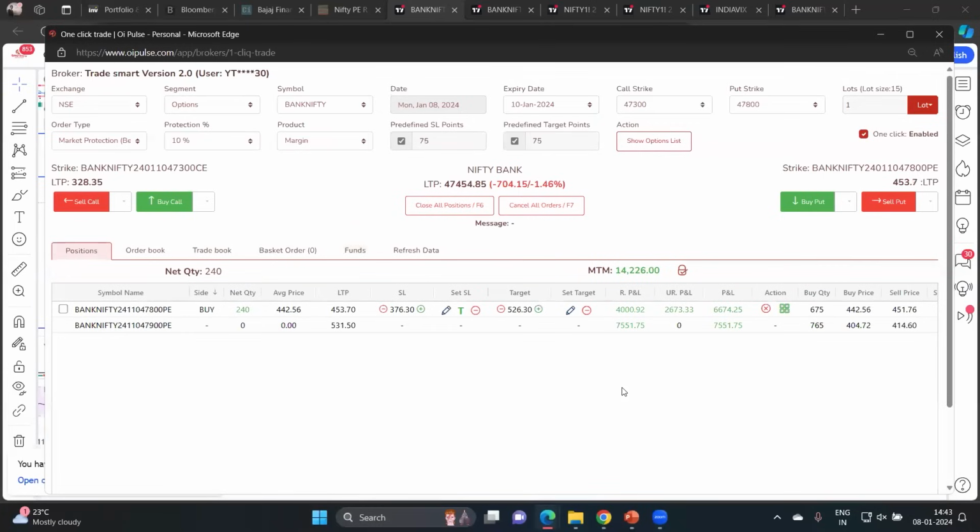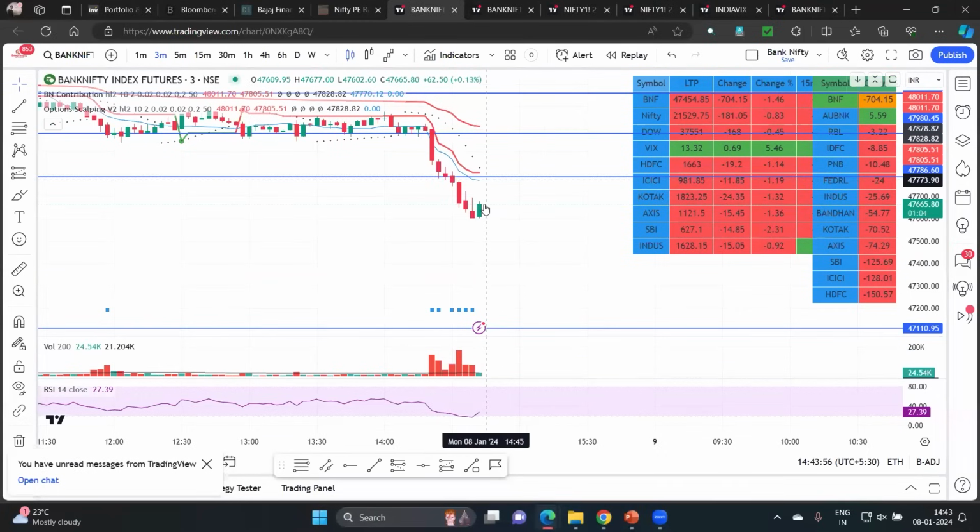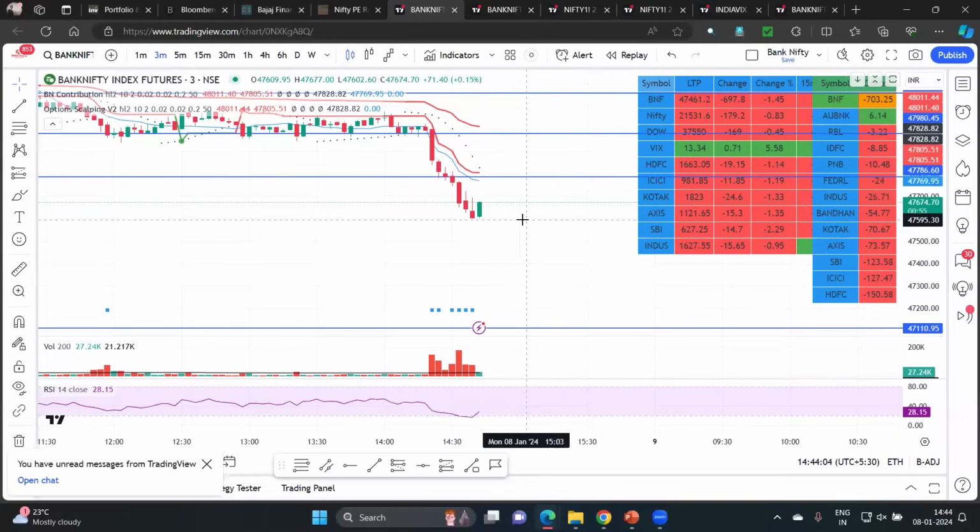So in case I wanted to add more positions, I needed to plan it in such a way. If I'm adding 2 lots here, 4 lots here, 8 lots here, 16 lots here, that's the way I would be adding my positions. So looking at this, after a long time, the market seems to be rewarding the people who have been holding the positions on the downside today.